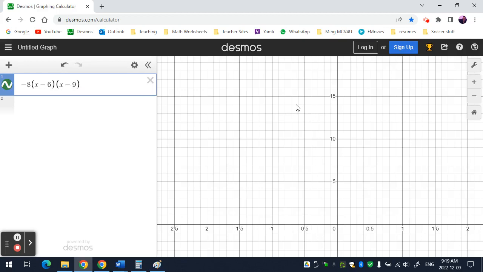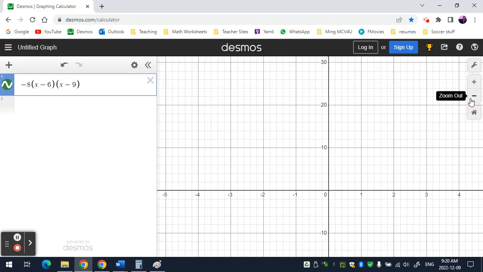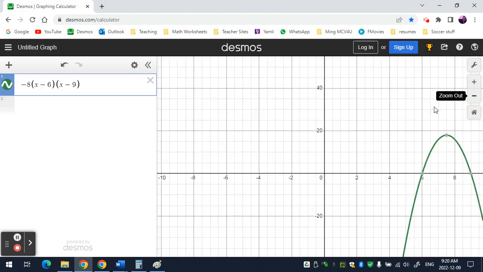Oh, where did the parabola go? Do you think it's still there? Why is it not showing? What do I need to do? Zoom out. See, I'm only showing you from -2.5 to 2, and roughly maybe -1 to what? I need to zoom out. Where is the parabola? Everyone look. Found it. Okay.